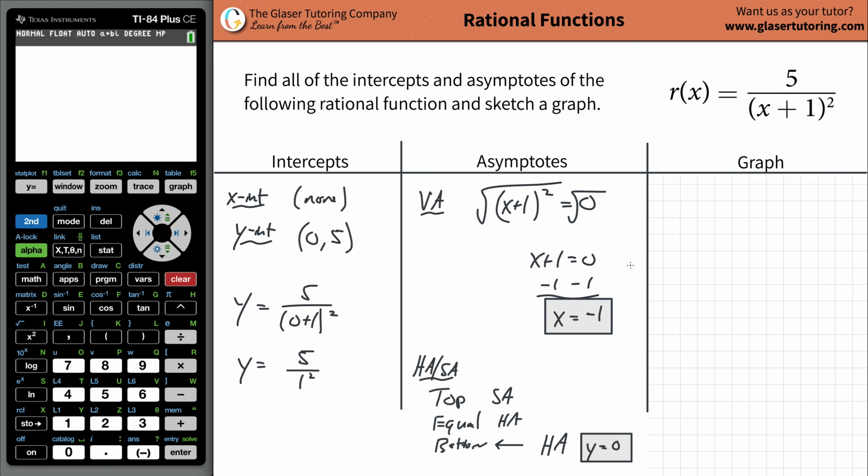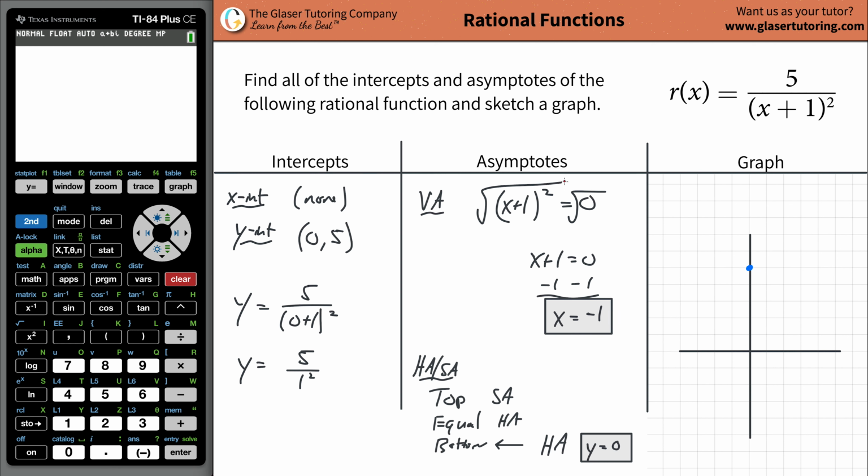So now that I have all these pieces, what I'm going to begin to do is sketch a little graph. All right? So just plot an axis. And I'm going to do this one at a time. So no x-intercept. I got my y-intercept of (0, 5). So that would be 1, 2, 3, 4, 5. Plot the point there. That's the y-intercept.